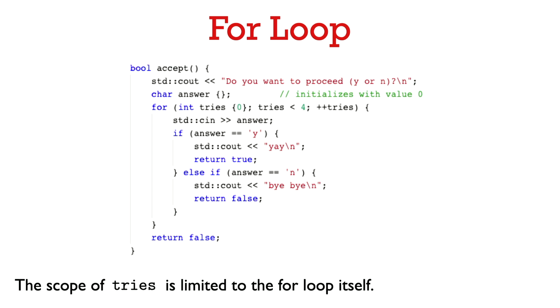Since we don't need tries anymore after the loop ends, I would argue that this is a better solution, right? It communicates to the reader that this is just a loop variable. We're only using it for the loop and we don't need it anymore afterwards. In general, it's a good practice to limit the scope of variables to be as small as needed. So in this case, I would argue that the for loop is a better solution.